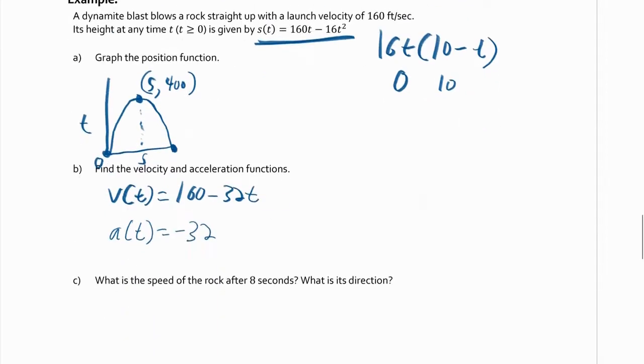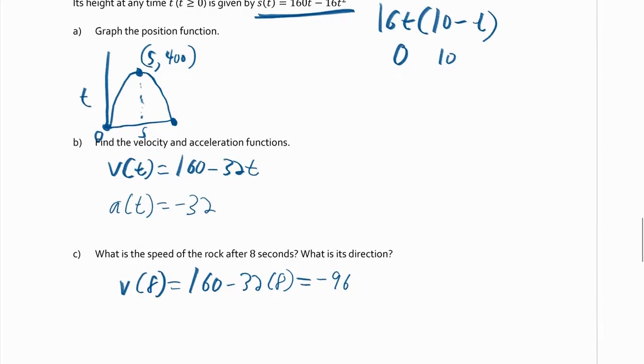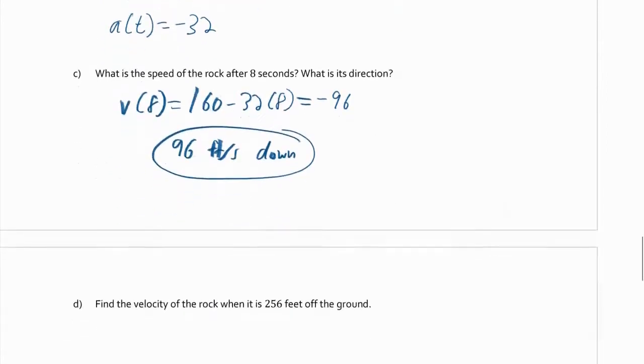Okay, then it says, what's the speed of the rock after 8 seconds? So this is v of 8, which is 160 minus 32 times 8, or negative 96. So to answer the question, the speed is 96 feet per second, and its direction is down. That's what the negative 96 interpretation means.